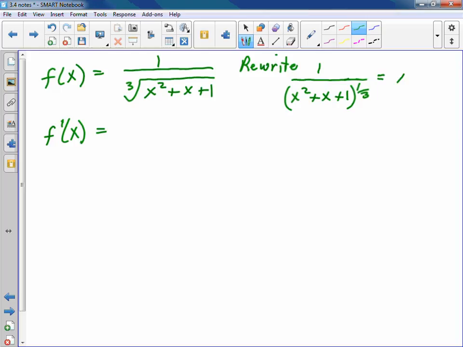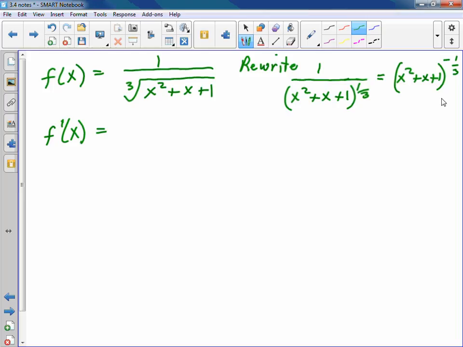Maybe an easier way to think about it is to say this is x squared plus x plus 1 raised to what power? -1/3. Good, JD. To the -1/3 power. I think if you invest a little bit of time first and write it in this form here, your life will be better. Okay, so now we have something raised to a power, and then we can just do the derivative of that something as the chain rule. Okay?